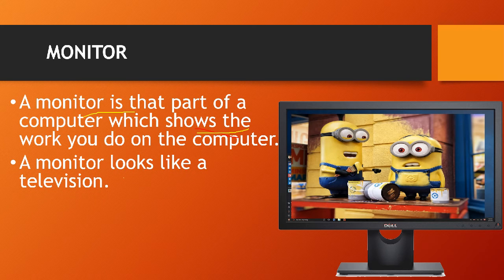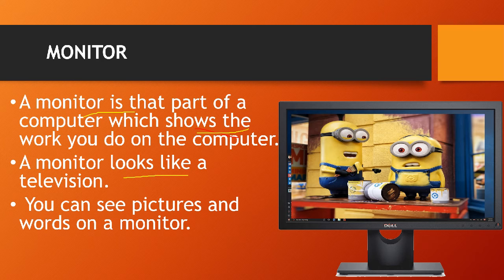A monitor looks like a television, right? In the last class, I told you, a monitor looks like a TV, television. So, you can see pictures and words, maybe movies, cartoons, everything you can see on a computer monitor. See this? You can see the cartoon picture on a computer monitor. Are you clear with the computer monitor? Which part shows you the work you do on a computer? Very good. Then, which part of the computer looks like a television? Monitor. So you can also watch movies and play games on a computer. You can visually see those things using the computer monitor.